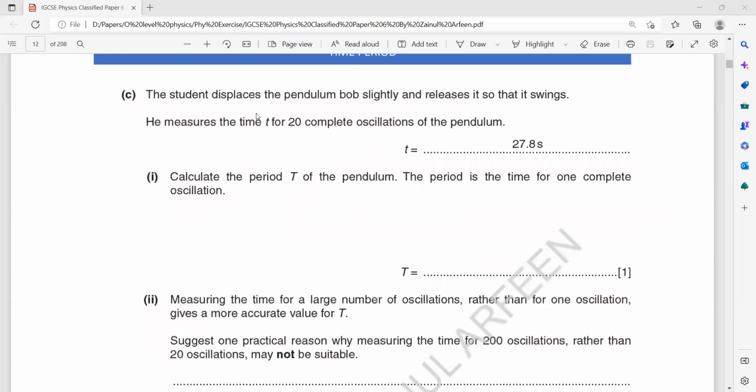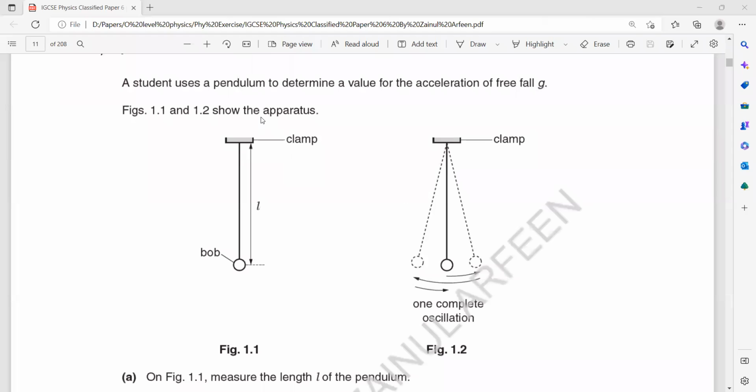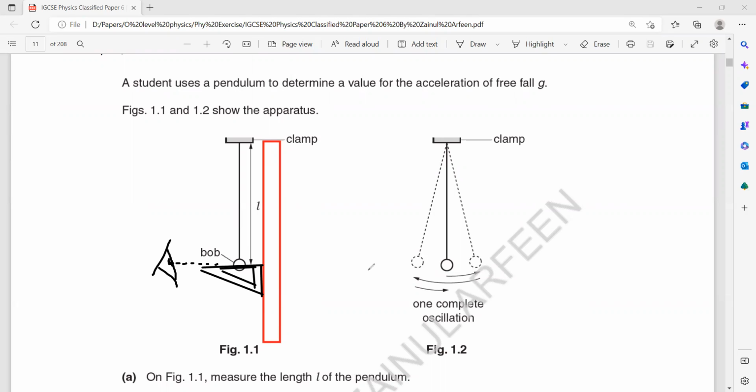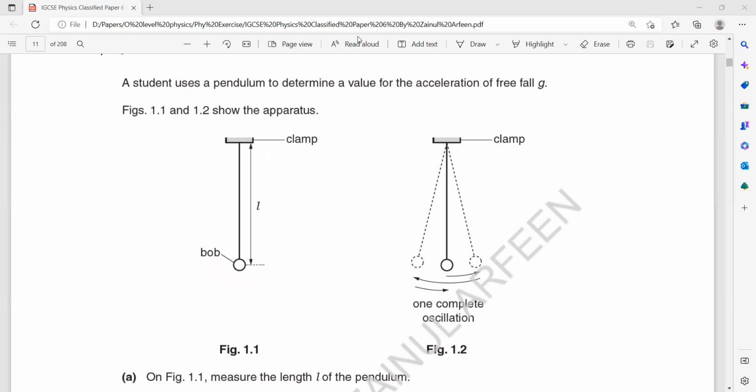Then the student displaces the pendulum. How can a set square be used? For example, we place a ruler, like a meter rule or meter scale, and we place a set square next to it. So we can identify the exact position. Using a set square, we can also overcome the line of sight error. Is it clear?